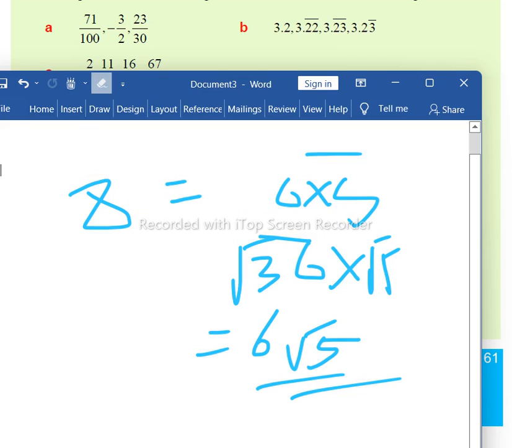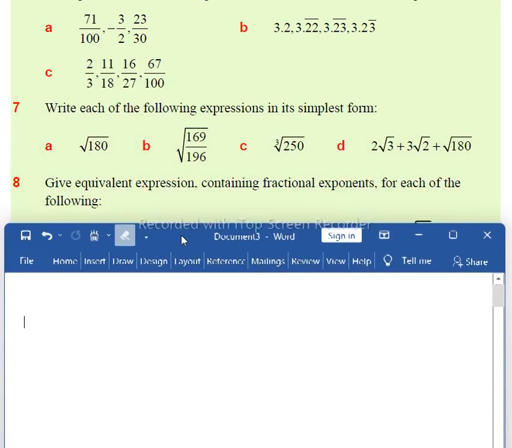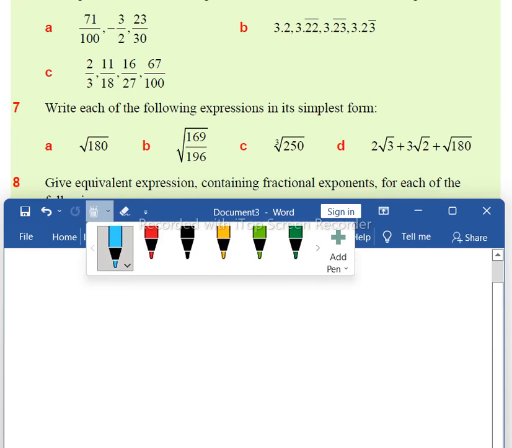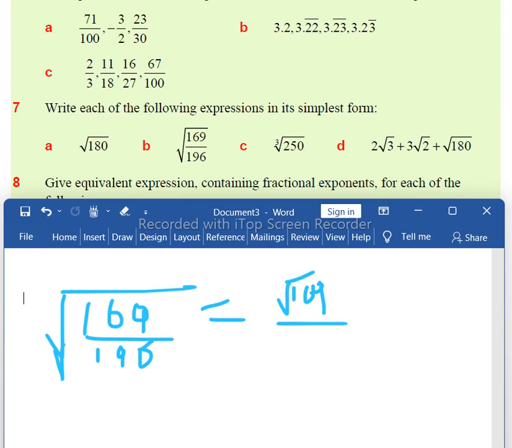Let us move to the other question. We only do selected questions. Let us do B. Here we have the square root of 169 over the square root of 196. We can write this question with different square roots: the square root of 169 over the square root of 196.